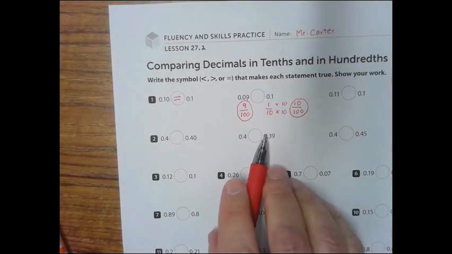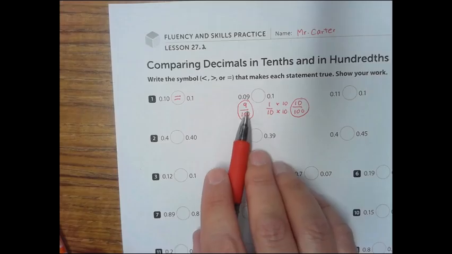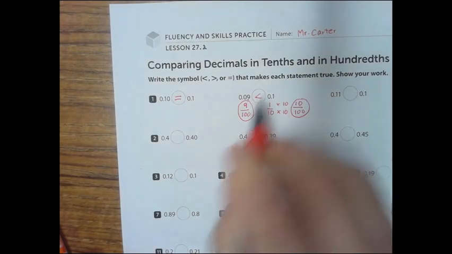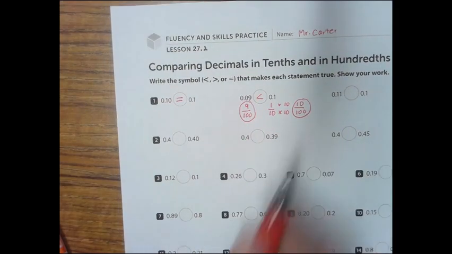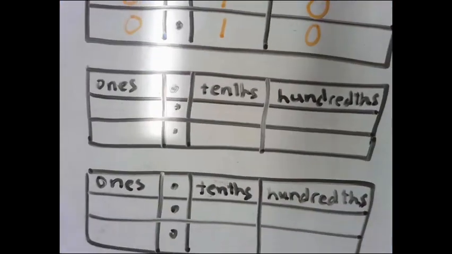All right. So we have 9 hundredths and 10 hundredths, right? So it's really close, but as you can see, we have one less hundredth here, so that makes it less than, right? Because 9 hundredths is less than 10 hundredths. And if you want to use the place value chart, if that's a strategy that works better for you, you can do that as well.